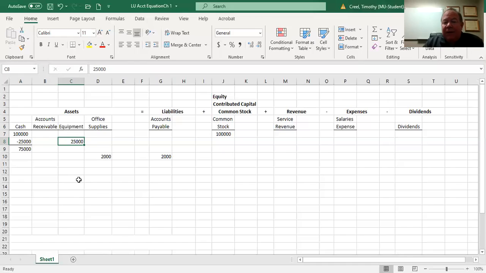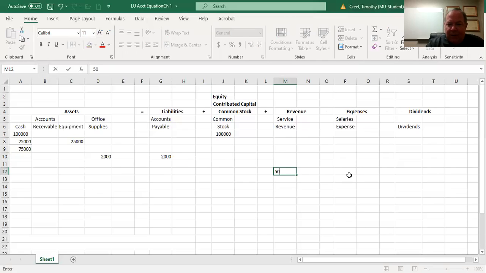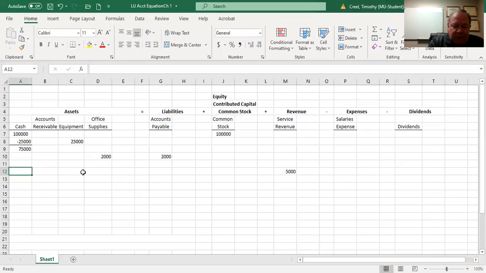Now, let's actually earn a little bit of revenue. Let's look at a transaction where we're actually doing something that we normally do as a business. So let's say that we perform a service for $5,000, and let's say that we get paid cash. So we would come over here, we're paid cash. We would now have $80,000 in cash. We had 75, we added 5, so now we've got 80.